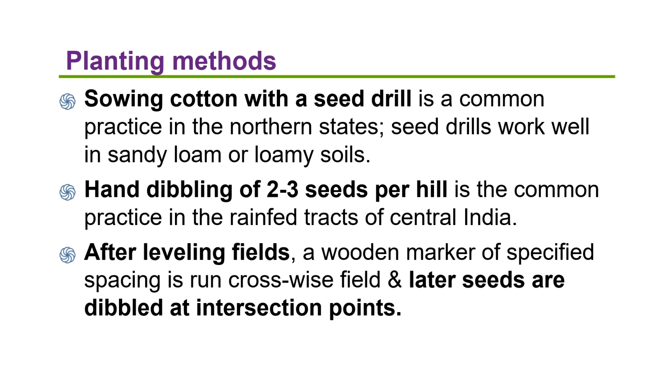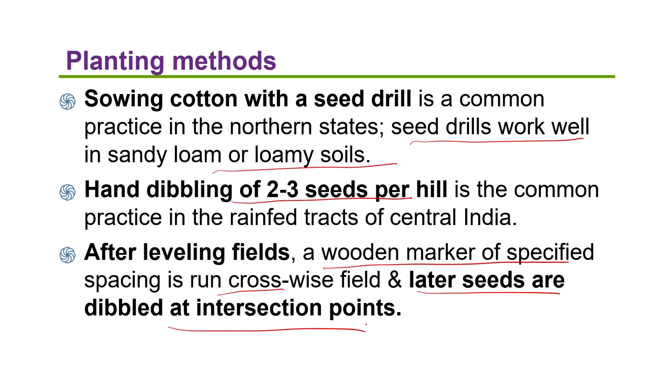Now, finally, we discuss the planting methods. Sowing cotton with a seed drill is a common practice in northern states. Seed drills work well in sandy loam or loamy soils. Hand dibbling is also possible, and you can put 2 to 3 seeds in a place. After leveling the field, a wooden marker at specified spacing is run crosswise across the field and later seeds are dibbled at the intersection points.